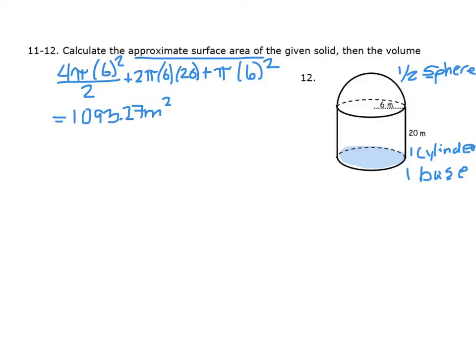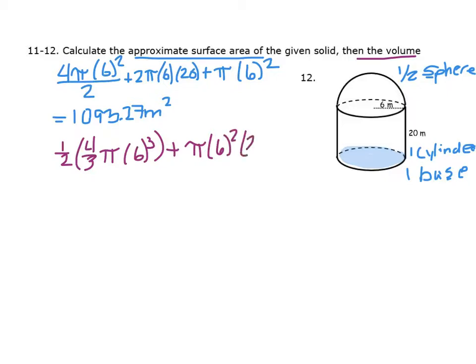And then we got to go back and find the volume. So for volume, same thing, it's going to be half of the sphere. So I'm going to do half, and then 4/3 pi times the radius cubed, and then we're going to add it to volume of a cylinder, which is pi times the radius squared times the height of the cylinder. Type that all in, and you should get about 2,714.34 meters cubed.